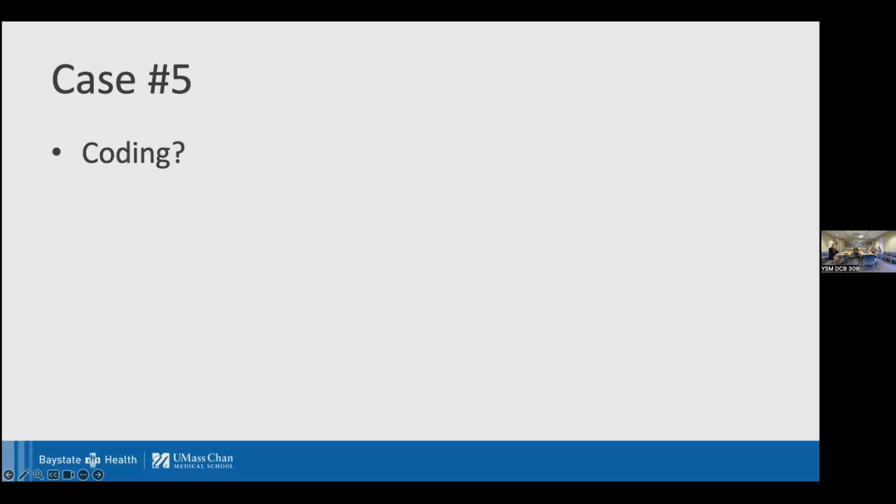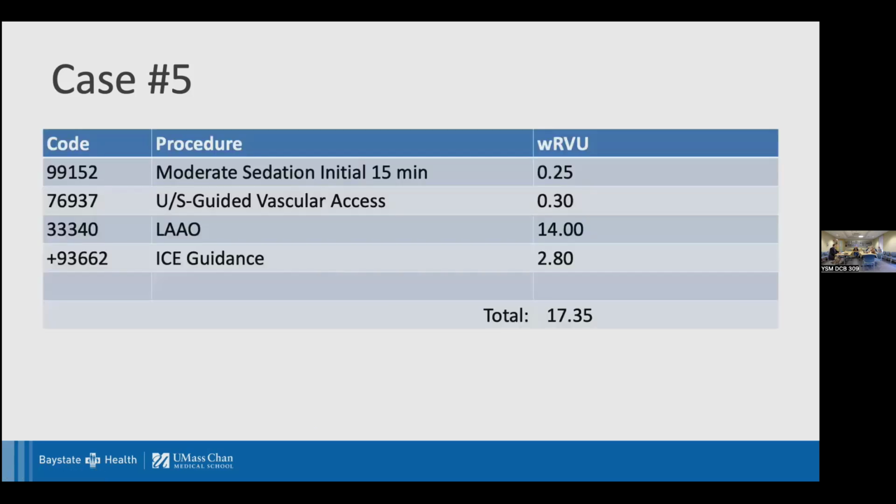How do you code that? I'll tell you, there are 4 things you can get credit for. I'm going to jump right to them, and they are moderate sedation, ultrasound-guided access, left atrial appendage occlusion, and the point here is 14 RVUs. If you scrub with an electrophysiologist, you may benefit from his or her expertise, but you'll bill a modifier 62 there, right? If you scrub with another interventional cardiologist, you may benefit from his or her expertise. You will not bill a modifier. Only one of you can bill for that. And then the ICE guidance.